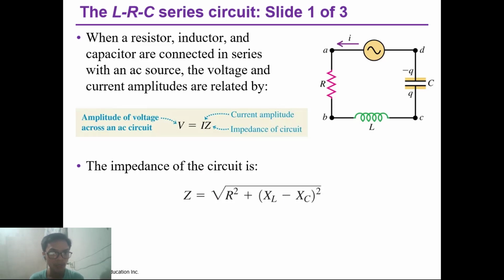Z. So the impedance of the circuit, Z, is equal to the square root of R squared plus (X sub L minus X sub C) squared. So impedance generalizes resistance to include reactance. When a resistor, inductor, and capacitor are connected in series with an alternating current source, the total opposition to current is called the impedance.